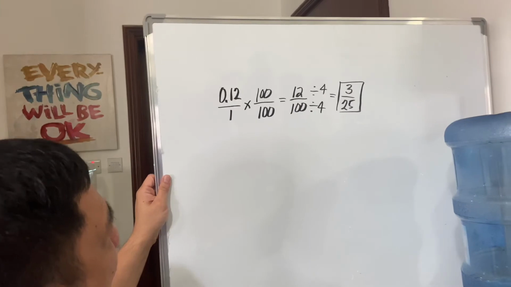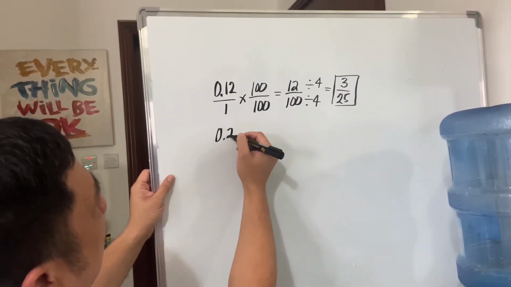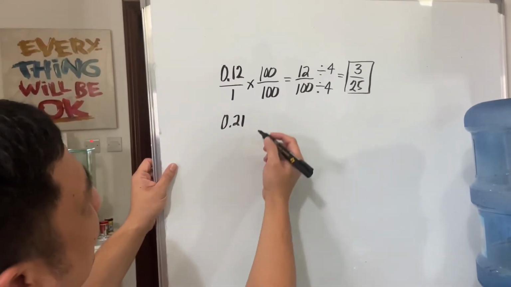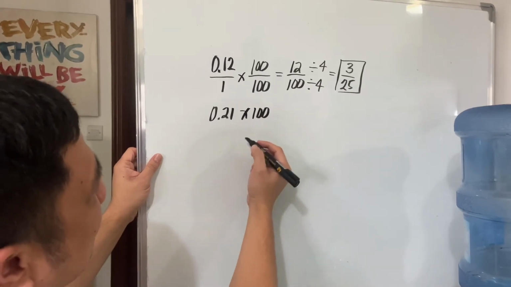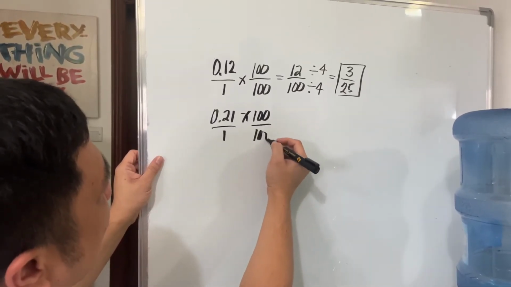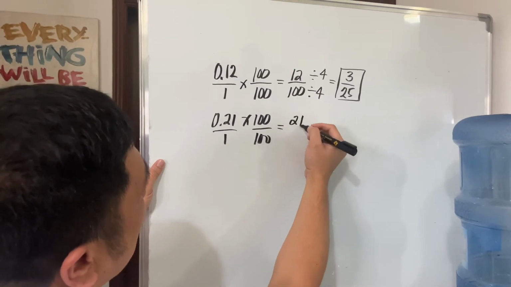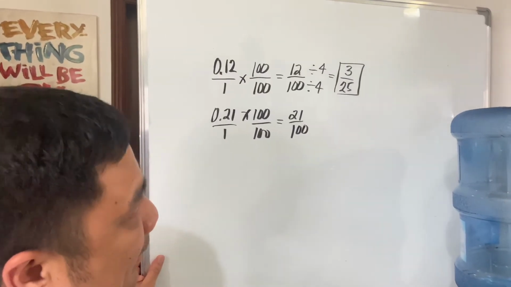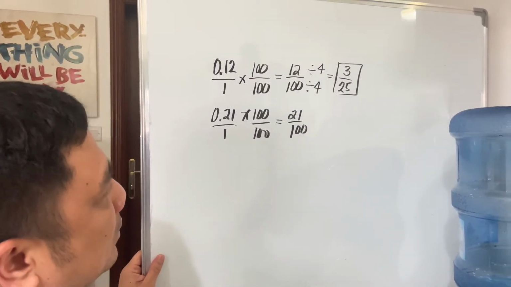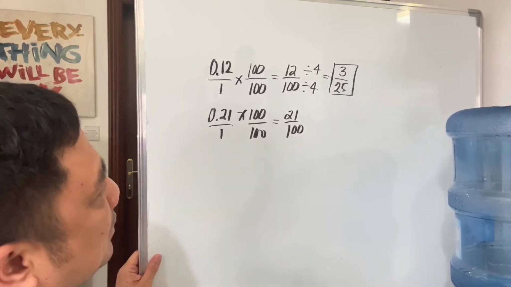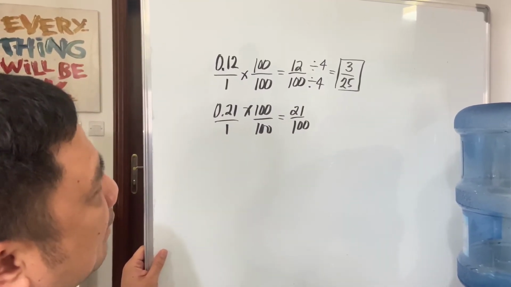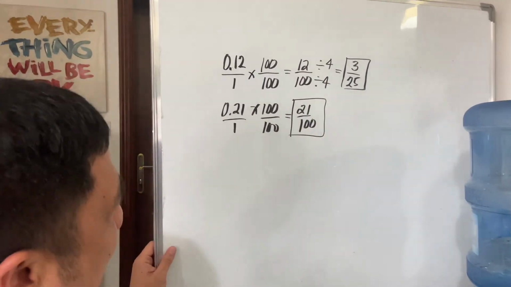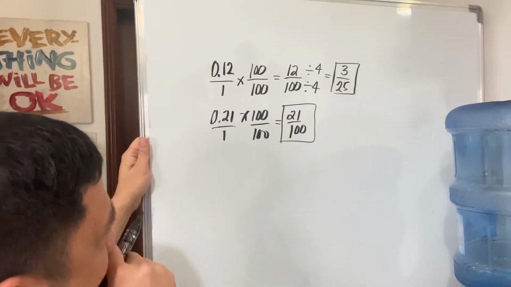Again, say 0.21. The 1 is in the hundredths place again, so we have to multiply both numerator and denominator by 100. So you'll have 21 over 100. In this case, 21 and 100 don't have a common factor. This is an odd number and this is an even number, and an odd number and an even number will never have a common factor, so that will be our final answer. 21 over 100.